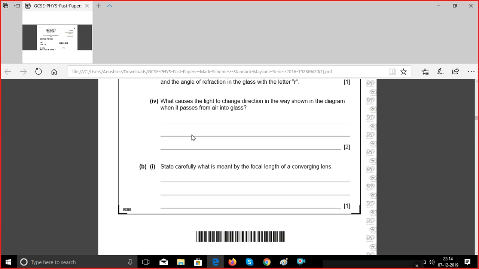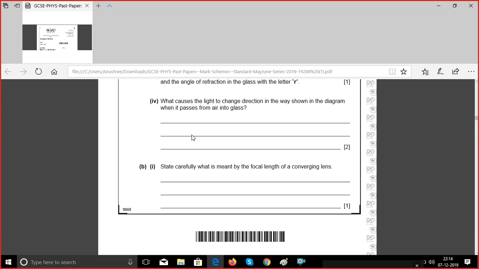Where all the parallel rays converge at the principal focus, at this point. Okay, next one.